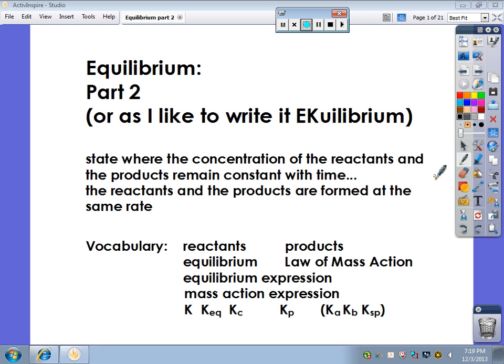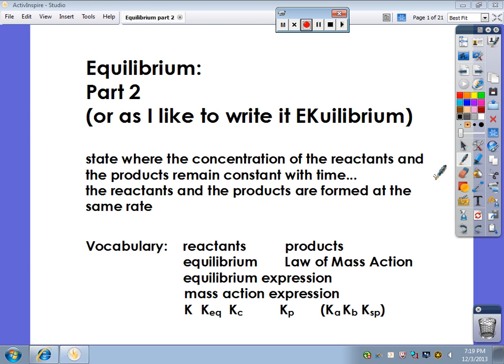Hi, welcome to part 2 of equilibrium, or as I like to write it, equilibrium with a K, because that's the constant for equilibrium. If you notice, these are some of the vocabulary words we looked at last time, where there's reactants, products, a law of mass action. With a law of mass action, you write an equilibrium expression or a mass action expression.